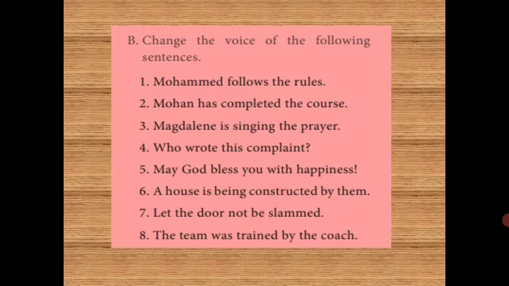But you need to be very careful when you work out this particular set of sentences, because here the verbs are very particular. In the first sentence, the verb is in present tense. In the second sentence, the verb is has completed, so it should be has been completed. In the third sentence, the verb is in present continuous, is singing, so it should be is being sung. In the fourth sentence, wrote is past tense, so it should be was written.